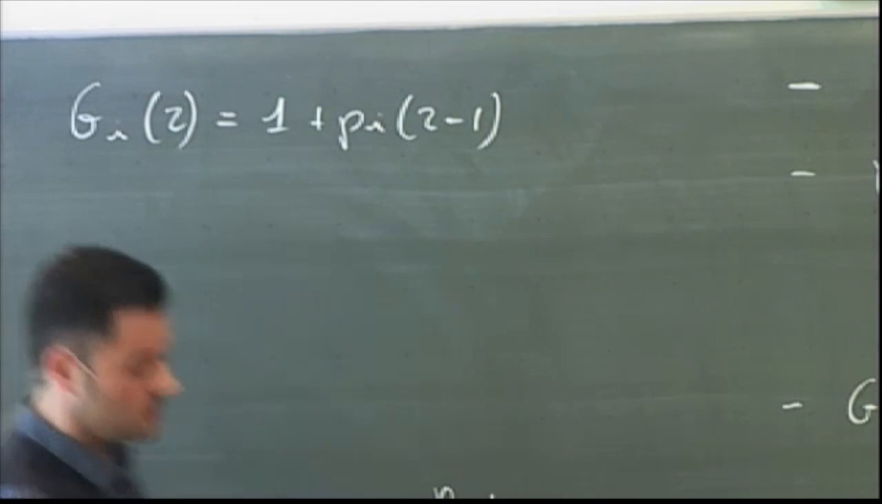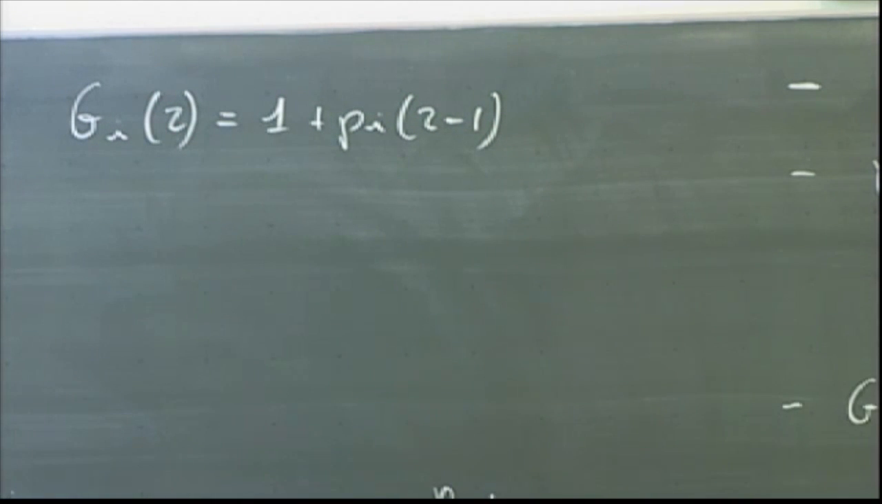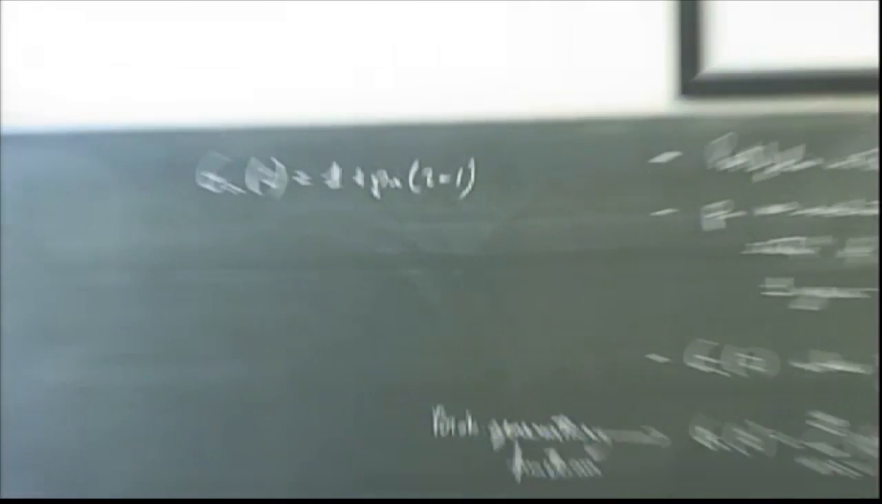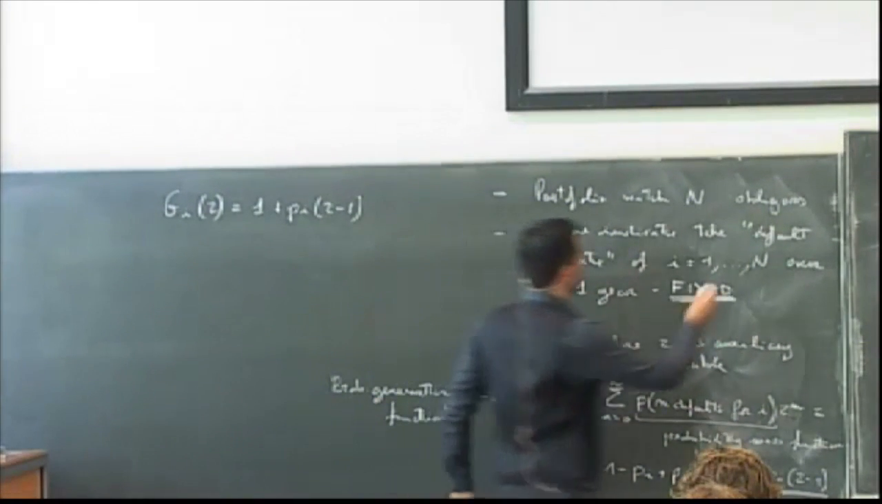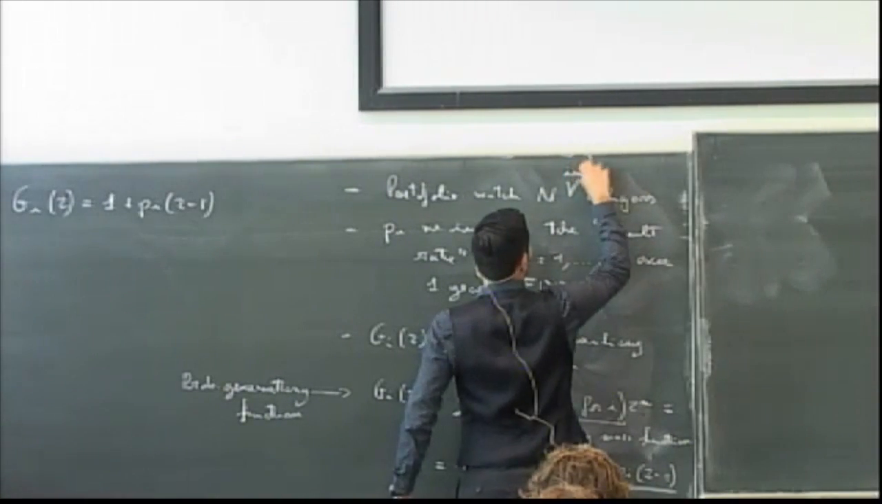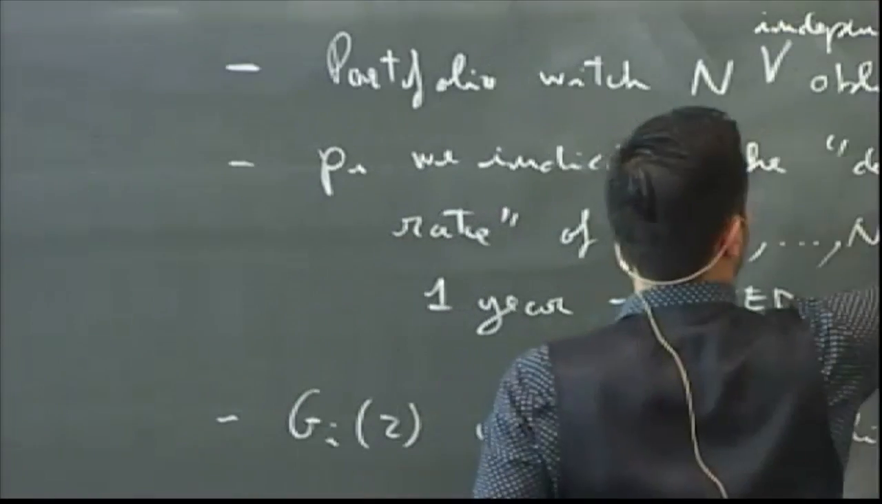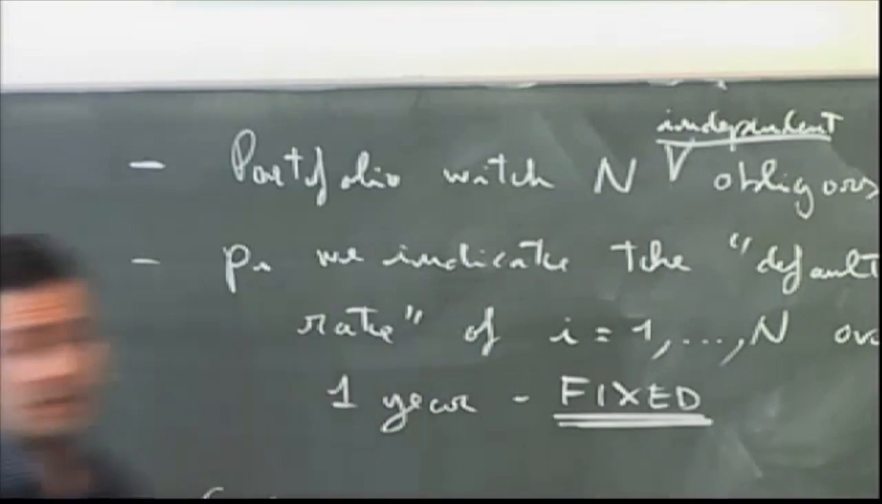Okay, this is the probability mass function of my single obligor. Now, I'm considering n obligors, so I'm considering a portfolio. What I'm interested in is the number of defaults in the portfolio. But what I'm assuming from the very beginning is that the n obligors are all independent.